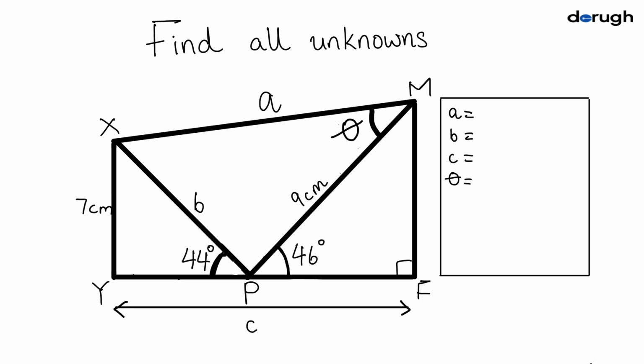This problem is full of right angle triangles. Let's see if we can find all unknowns. We need to find A, B, C, and theta. To make things easy, we're going to represent C as the sum of C1 and C2. That way, we can calculate C1 and C2 separately and then add them up to get C.